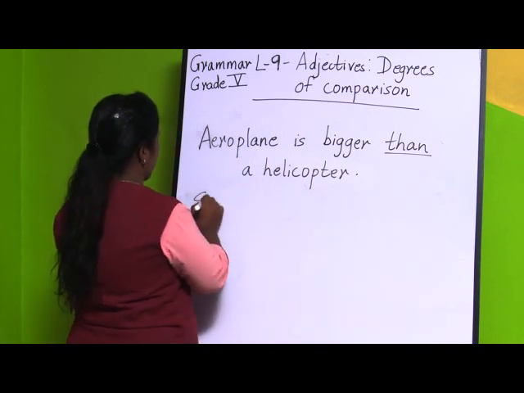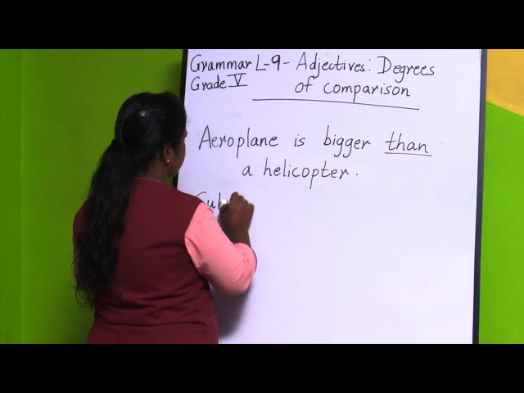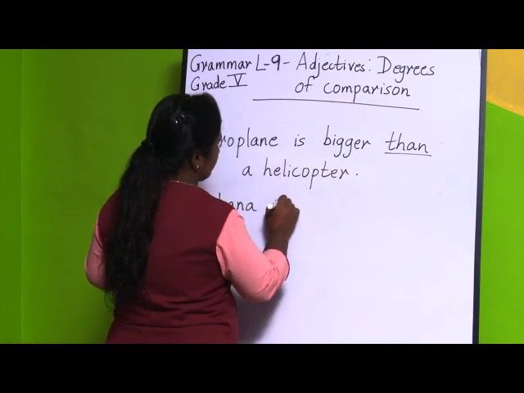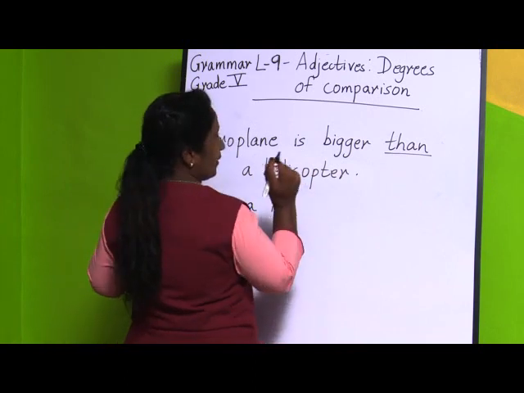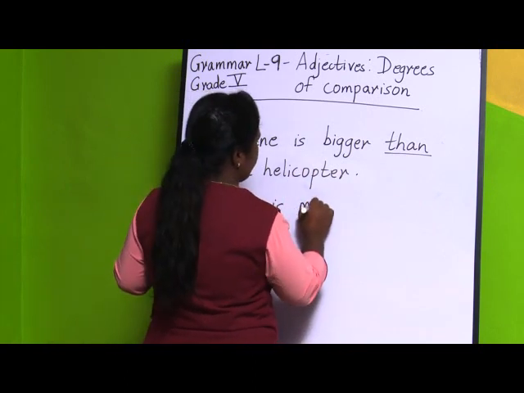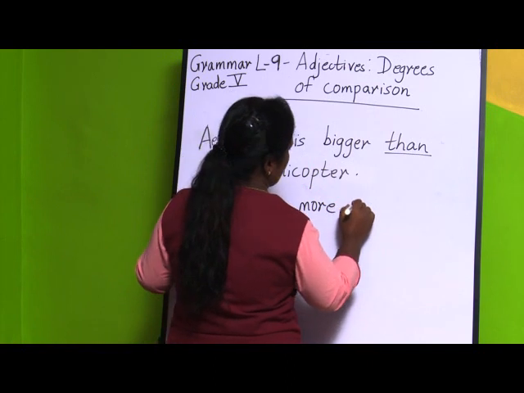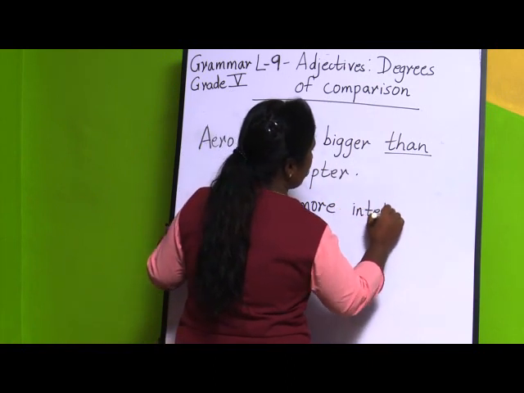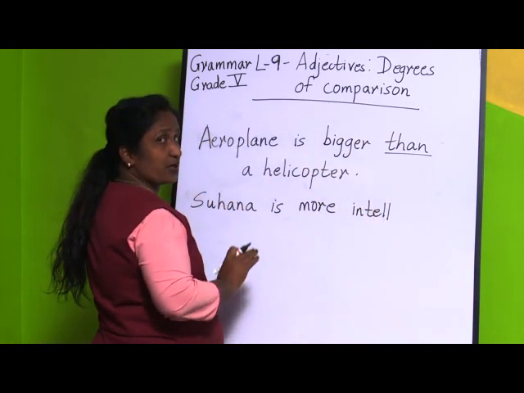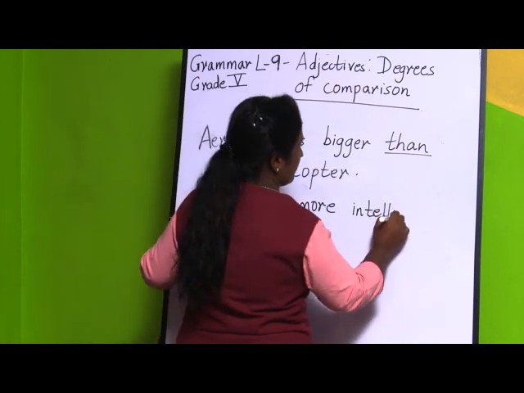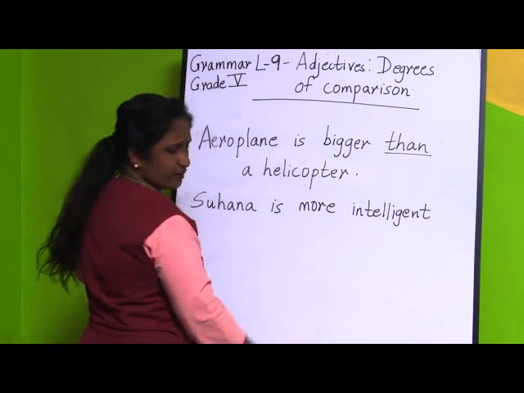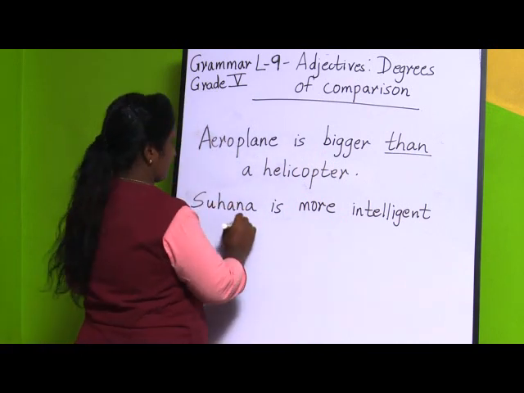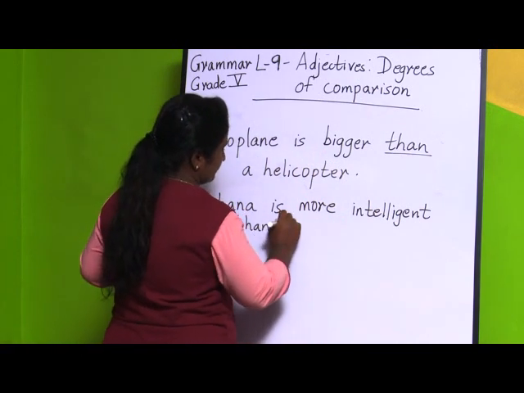First one, Suhana is more intelligent, because the word is big. Suhana is more intelligent. Why more? Here we are talking about the comparative degree. Do it very carefully. Suhana is more intelligent than Tia.